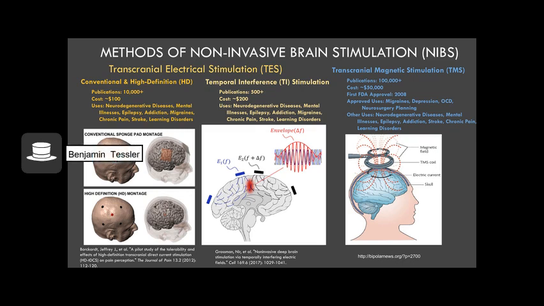Temporal interference takes a different approach. We use two pairs of electrodes, each injecting its own current applied at a specific frequency. Pair 1 is at frequency F, pair 2 at frequency F plus delta F. For example, F1 would be 2000 Hz and F2 2005 Hz.